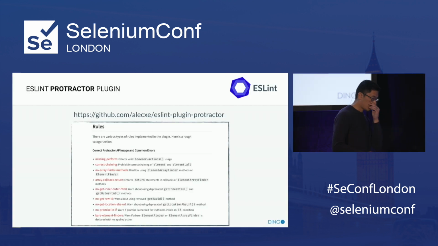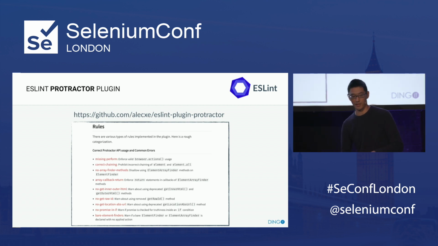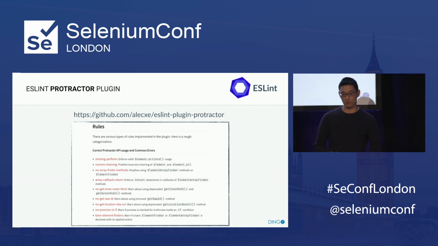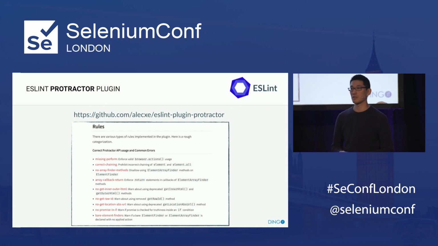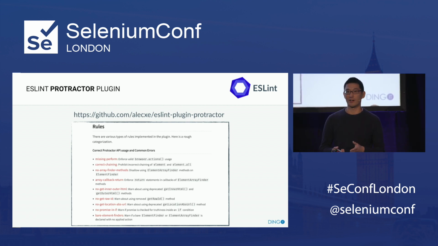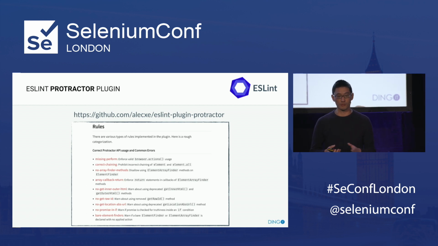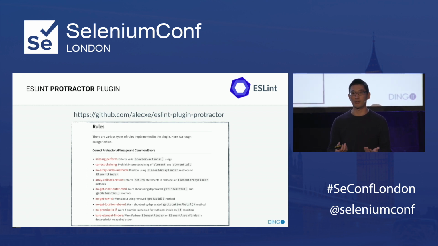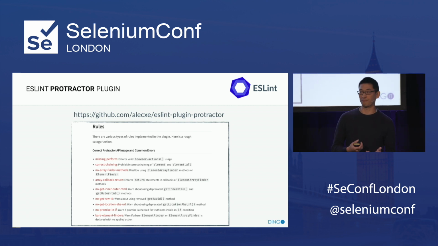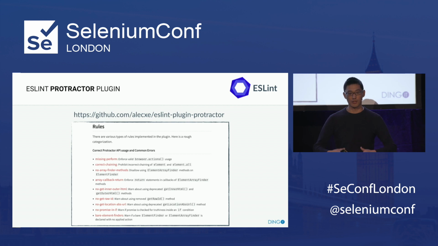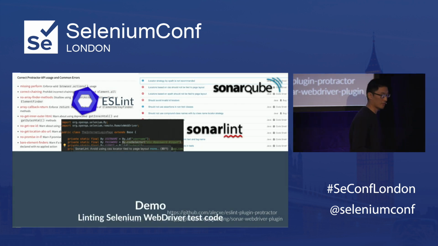And then there's someone else out there, whom I contacted, which is Alexander. He created an ESLint Protractor plugin with quite some extensive rules. And the nice thing about this plugin is it not only covers the standard WebDriver good practices, but also covers the Protractor API, like the locator strategies, like the by model, all the Angular stuff. So it has a bit more specific rules for Protractor. So let's take a look.